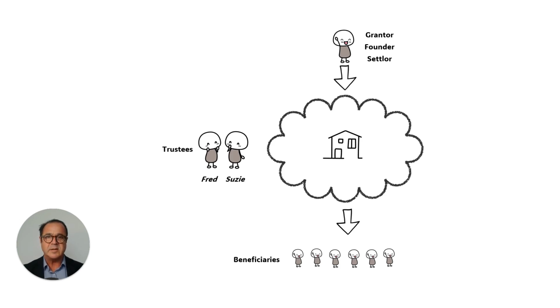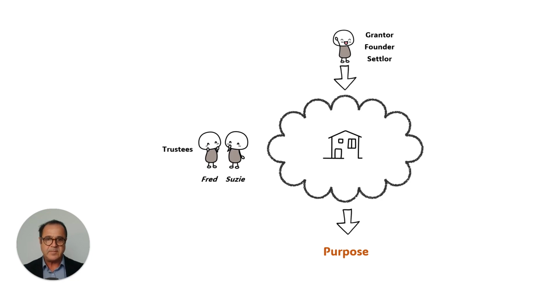But a purpose trust is a little bit different because it doesn't have beneficiaries. What it has instead is a purpose. So we have a trust that we create on purpose. It has some assets in it, but it doesn't exist for people. It exists for some kind of purpose.